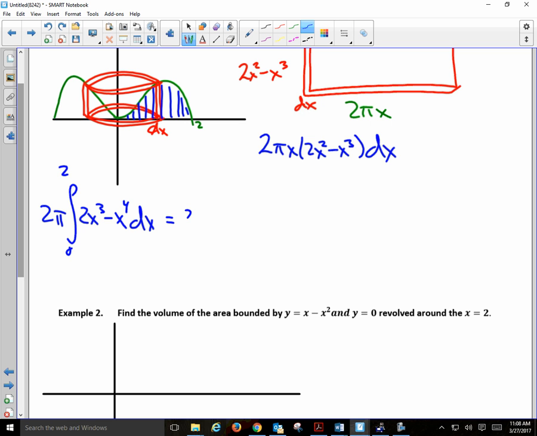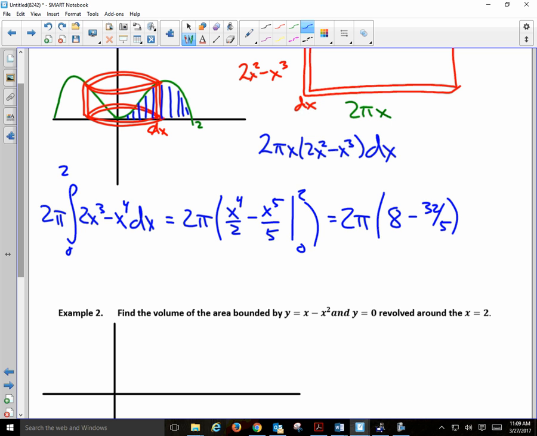Let's go. Antiderivative of 2x cubed. X to the fourth over 2. X to the fifth over 5. 2 and 0. I plug in 2 and I get 8 minus 32 over 5. So 2 pi times 40 over 5 minus 32 over 5. It's going to be 16 pi over 5.